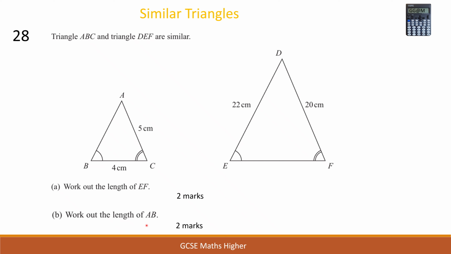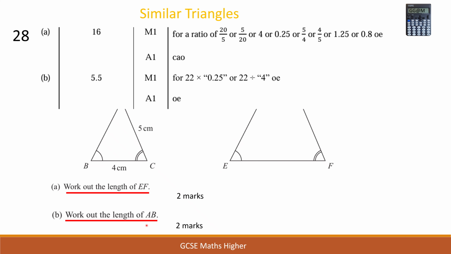And then the second part here is to work out the length AB. And then once you've got the length AB, then you've got to work out from here, you've got this length here, which is 22. So if you divide it by 4, it'll give you this distance here.